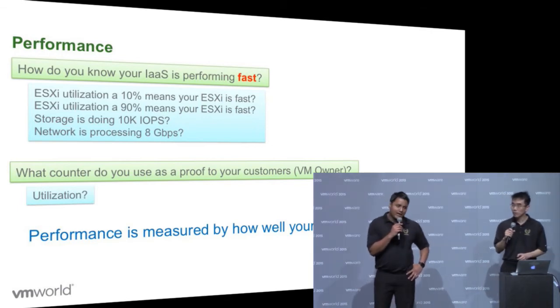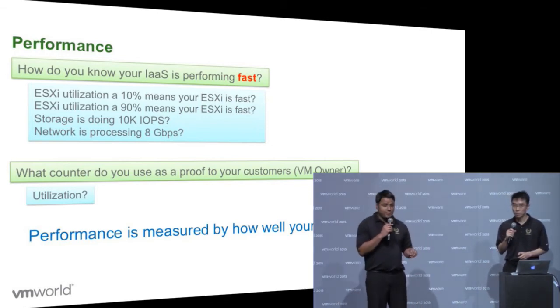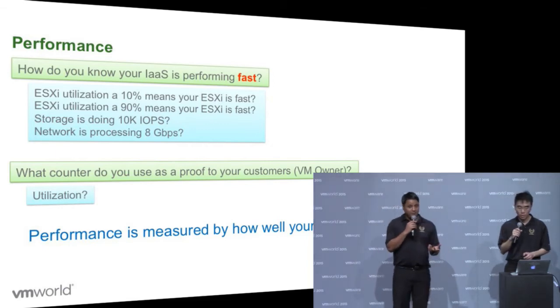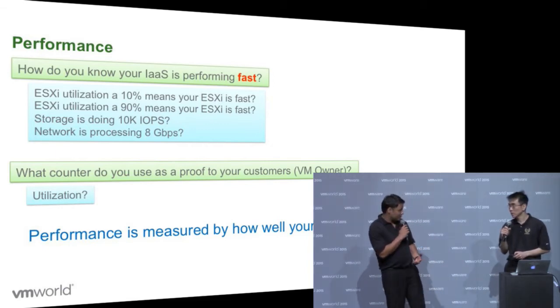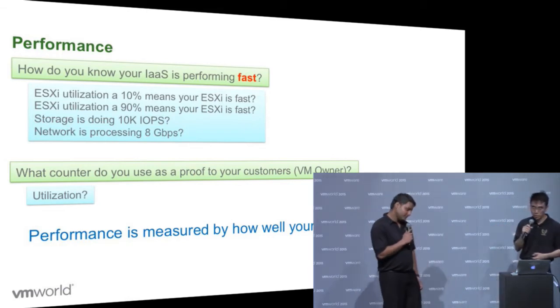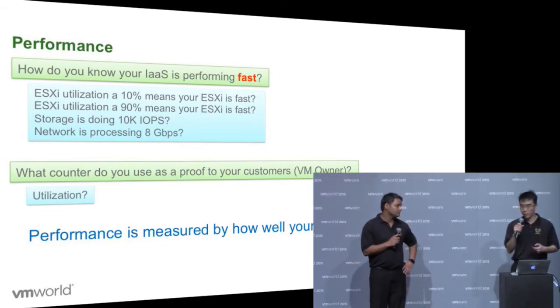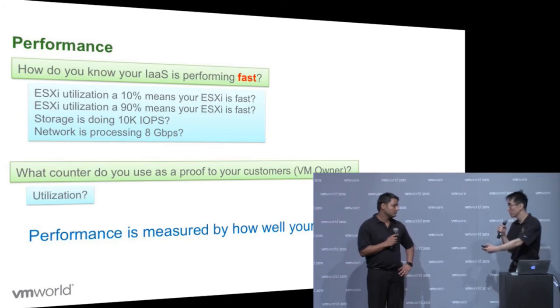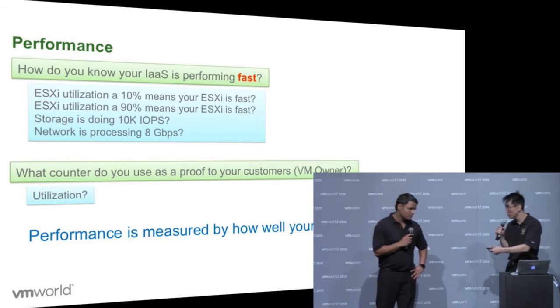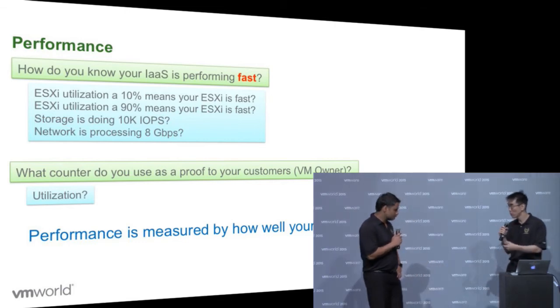If you're looking at a virtual machine from a CPU and memory perspective, it has to be contention, which is a derived metric within vRealize Operations Manager. And what about storage, Iwan? So storage is latency, right? You can have 10K IOPS, but if they come back in very high latency that is not acceptable by the VM owner, by your application, then that means your IaaS is not performing.